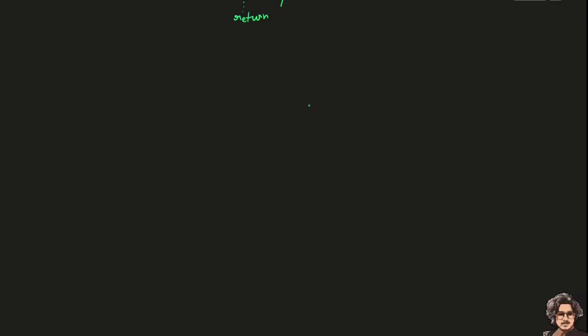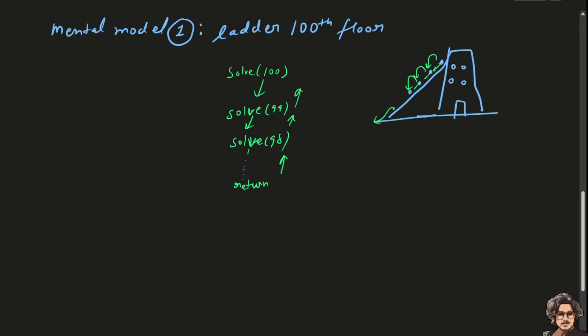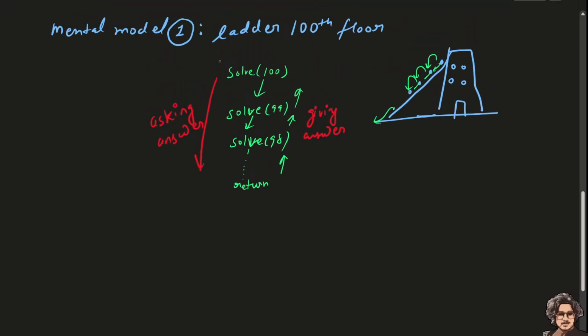The downward journey is asking for availability, asking for the answer, and the upward journey is giving the answer. This is a two-way direction. Most students only understand the downward part. They think that solves the problem, but they forget about the upward part, the answer part.